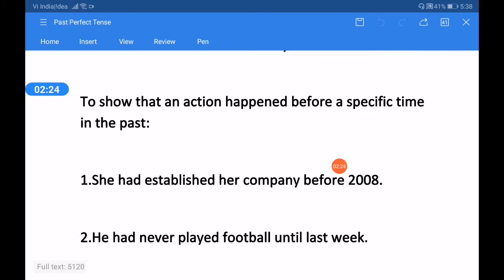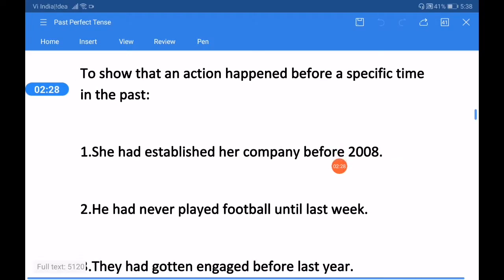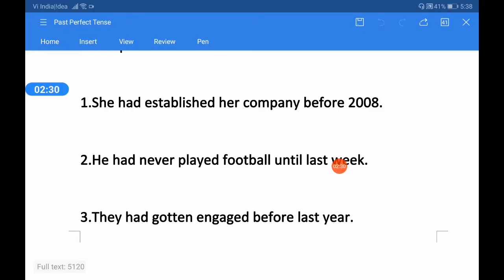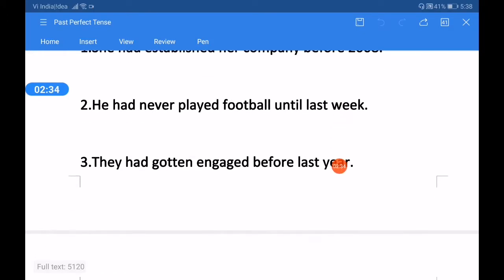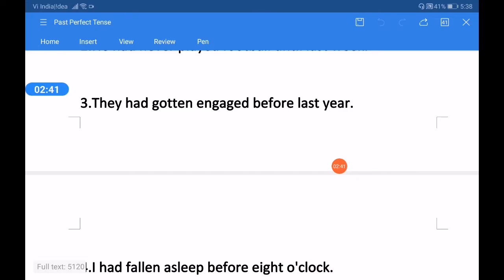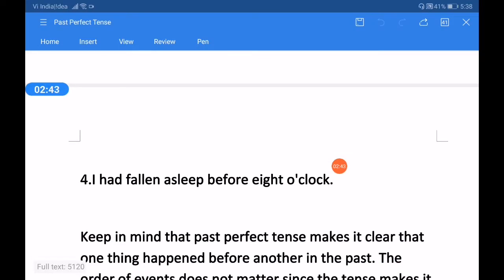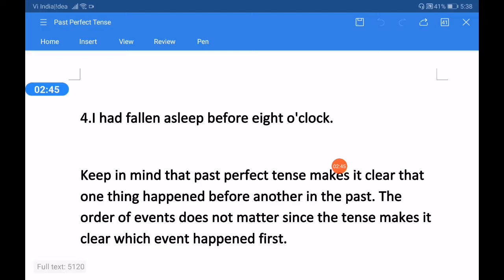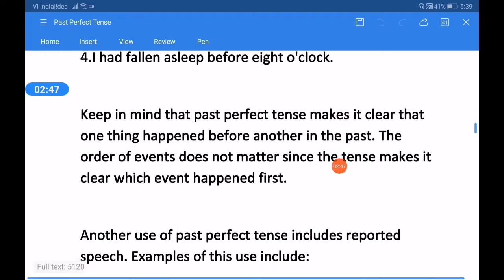Further use is to show that an action happened before a specific time in the past. Example 1: She had established her company before 2008. Second, he had never played football until last week. Third, they had gotten engaged before last year. Fourth, I had fallen asleep before 8 o'clock.